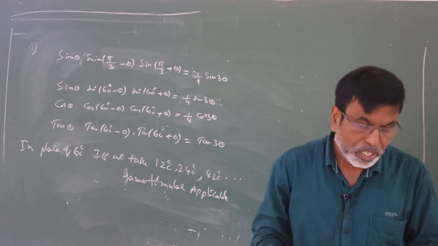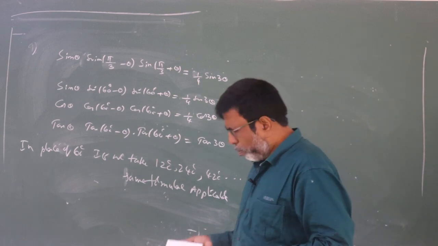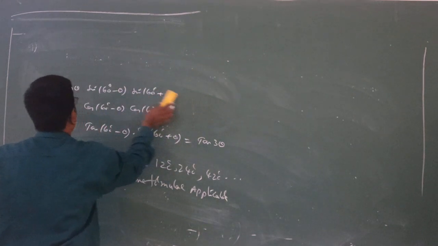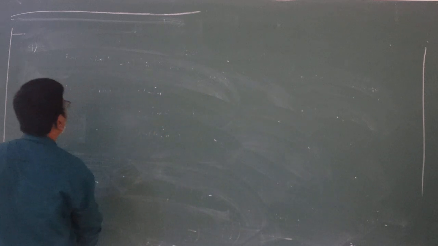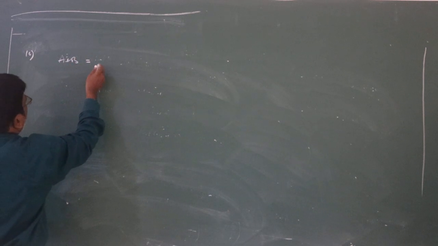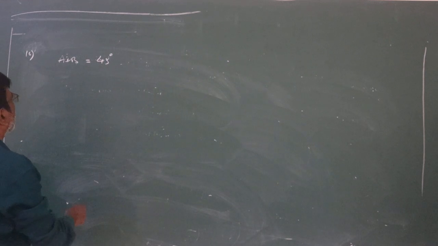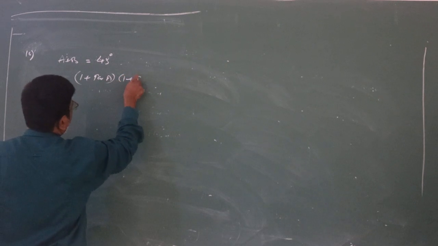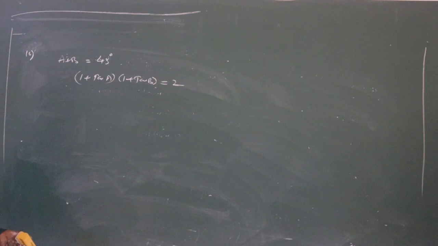So remember that. Sometimes simple formulas are asked. One more formula is like this. Suppose A plus B equals 45 degrees, in a question like this: A plus B equals 45 degrees, then 1 plus tan A into 1 plus tan B equals 2. This is a very important shortcut while solving problems.